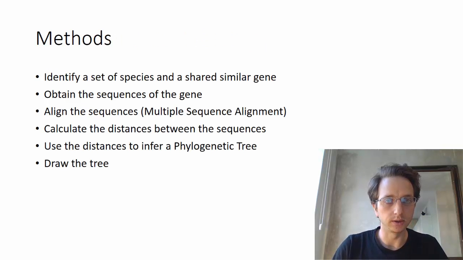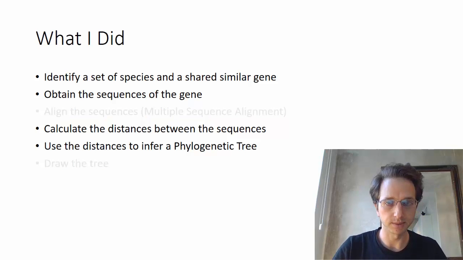In general, the method that I took had these 6 steps. First I needed to identify a set of species that I was interested in and that shared a similar gene. Then to obtain the sequences of the gene, which I did through Ensembl. Then to align the sequences, calculate the distance between the sequences, use the distances to infer a tree, and then to actually draw the tree. Now, I did 4 of these 6 steps. There are many tools that are available to help infer phylogenies. So for the 2 steps that are gray, I used widely available tools that I'll demonstrate for these steps.